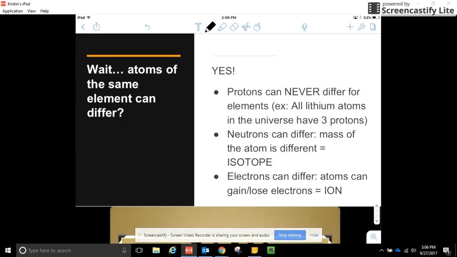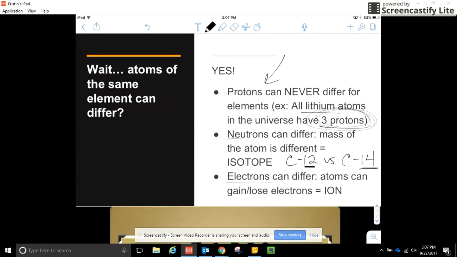So the big question that we get a lot is, how is it that atoms can differ? Well, they can differ by 2 of the subatomic particles that exist within an atom. Protons can never, ever differ for an atom. So if we're looking at lithium, all the lithiums that exist in the entire universe consist of 3 protons. If they don't have 3 protons, then it's not lithium, it's another element. However, the other 2 subatomic particles can differ. If we have a different number of neutrons, let's say we're looking at carbon-12 versus carbon-14, carbon-12 has 6 neutrons, whereas carbon-14 has 8 neutrons.